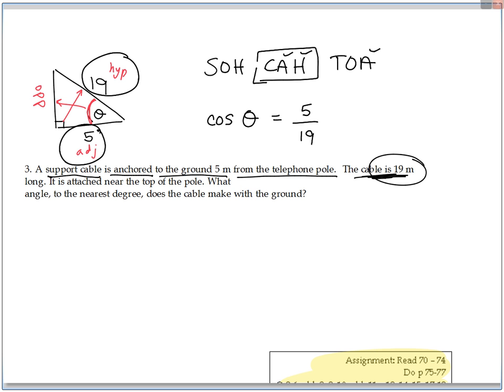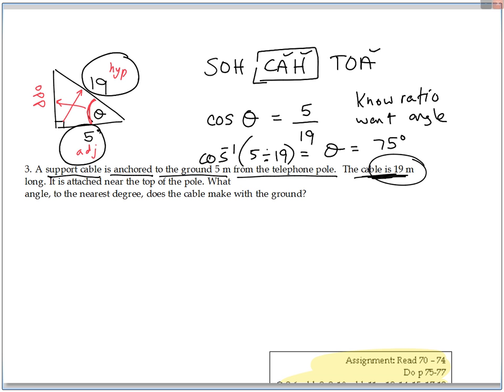If you know the ratio and you want an angle, what function do you have to perform? Second function cos. And then you input in your calculator the ratio, and it will output the angle. So second cos 5 divided by 19. 74.7. So 75 degrees.